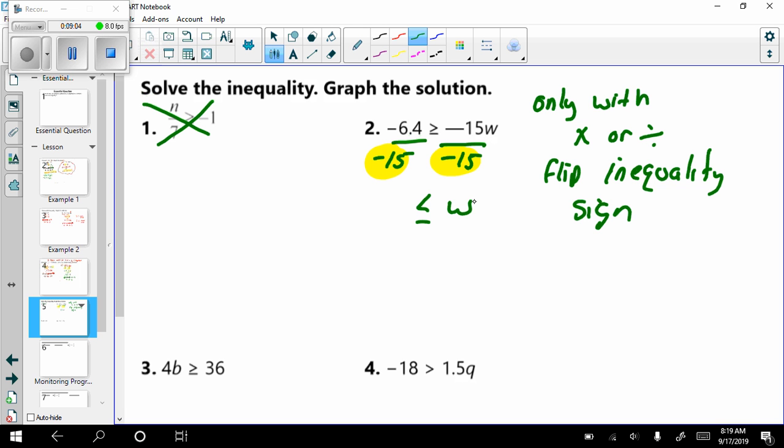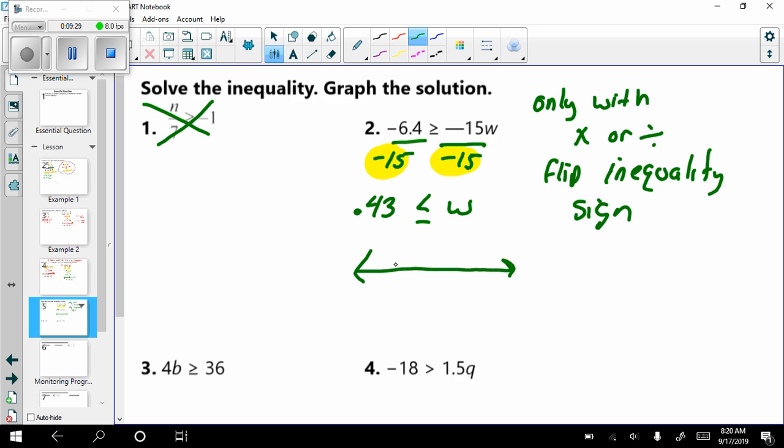All right, that w still stays over there on the right, and I end up with a negative 6.4 divided by a negative 15. It's a really small number. It's a 0.43, and you can just follow along on that. You don't have to do that on your calculator. I already did that. Okay, let's check and see if the solutions work, because we flipped the inequality sign.